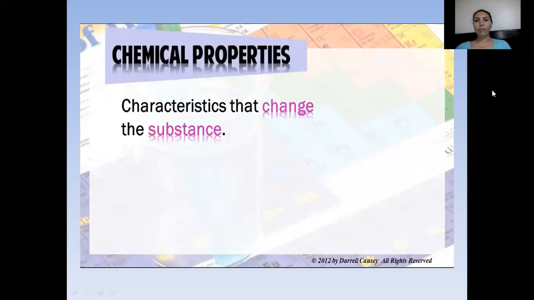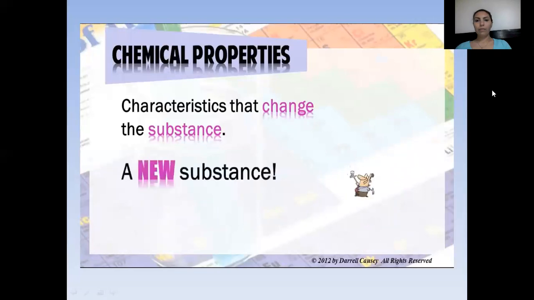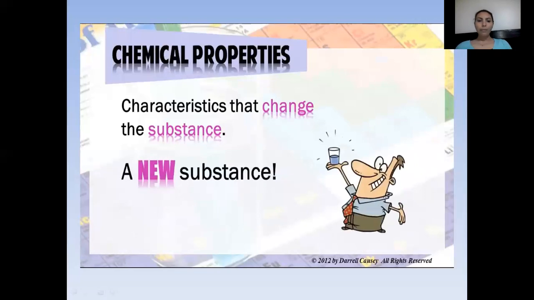Chemical properties are characteristics that change the substance. You get a new substance, such as when you take and burn a piece of paper. As you burn that piece of paper, it goes through a chemical change, and what you have left over is ashes or carbon, and what escaped was carbon dioxide and water. You have new substances. That's chemical products, chemical changes.